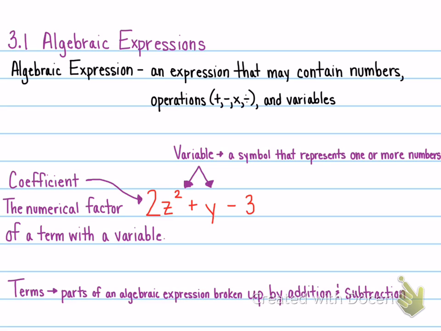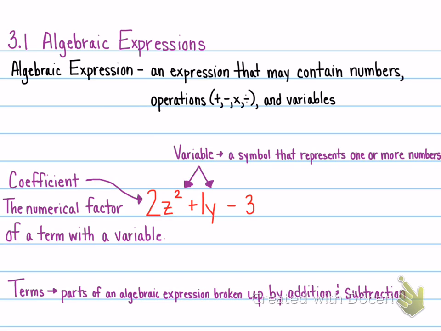So what happens is, anytime there's a variable with nothing in front of it, the coefficient is actually 1. They just don't write it because it doesn't change the value of the expression. So remember, the coefficient of a variable with no number in front of it is always 1 because 1 times y is y.